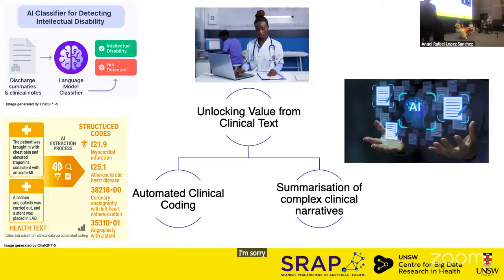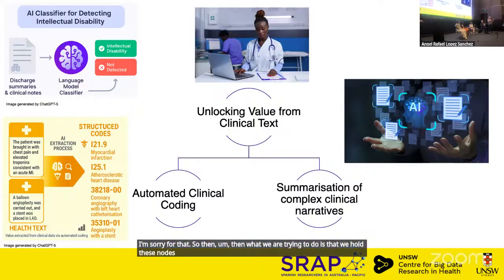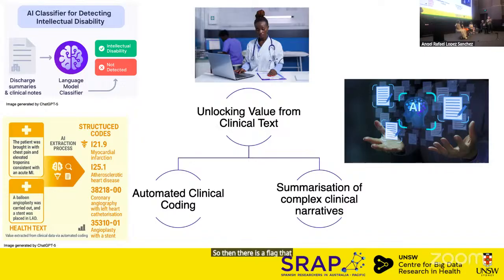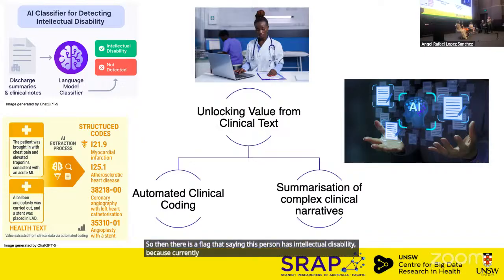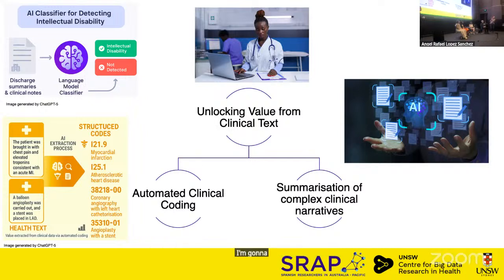So what we are trying to do is read all these notes and come up with a classifier that tries to understand if that person has an intellectual disability or not. Then there is a flag that says this person has an intellectual disability, because currently an administrative person from the hospital has to read everything just to put this flag. I'm going to stop here. I think we can go through the other two projects later if you want, and we can discuss more. Thank you very much.